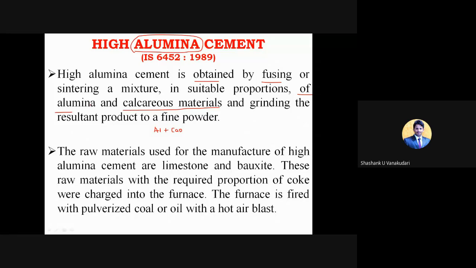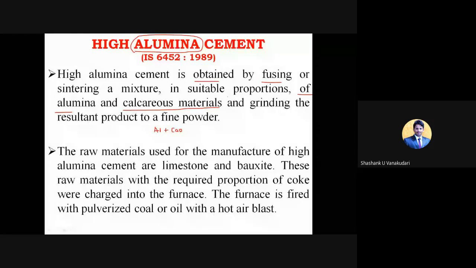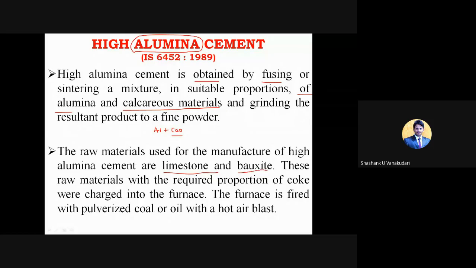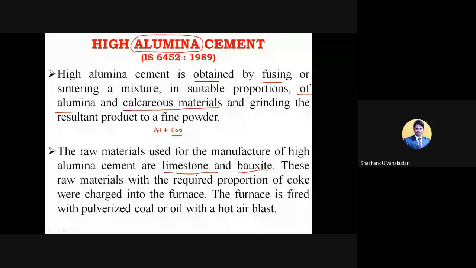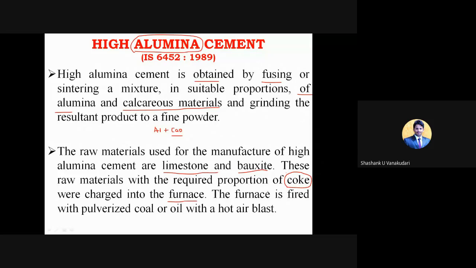Here, the raw materials used for the manufacture of high alumina cement are limestone, as I said, which is calcium oxide, and then bauxite, one more term, which is rich in aluminum oxide. These raw materials, with the required proportion of coke, are charged into the furnace. Here coke is the fuel material that provides the heat in the furnace. The furnace is fired with pulverized coal or oil with a hot air blast, so it should reach around 1000 to 1500 degrees Celsius. That can be achieved by using this coke as the fuel material.